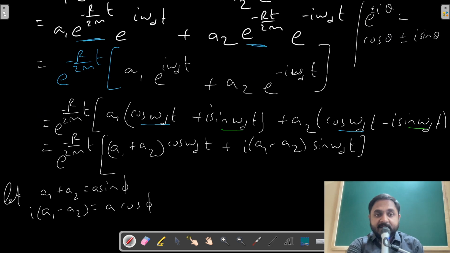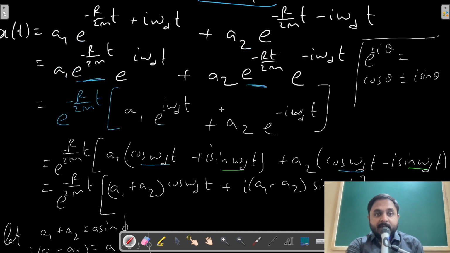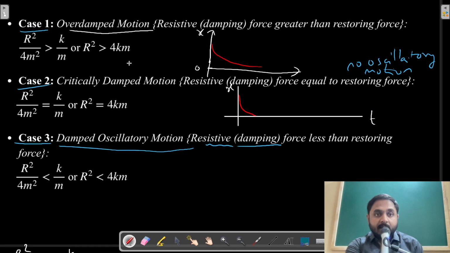We have studied 3 cases. Let us quickly recap. The 3 cases are: we have overdamped motion. When the damping force is greater than the restoring force, no oscillatory motion is possible. When you displace the oscillator, it will take its own time to come to its mean position, but there are no oscillations. Second case, you have critically damped motion, where your damping force is equal to the restoring force. It will come back to its mean position in the least possible time.